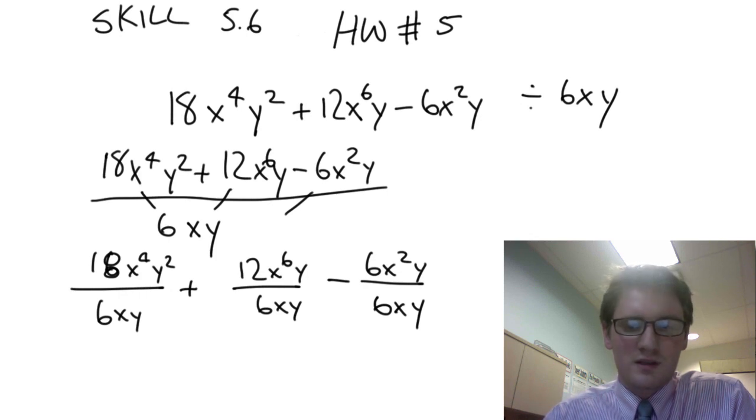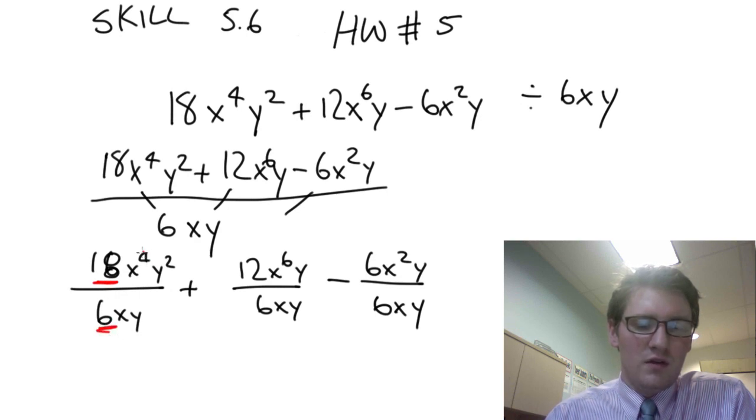So then when we solve this out, we use our same rules. With the coefficients, we do the regular division, and then with the exponents, we do the quotient rule, which tells us to subtract the exponents. So let's check this out.